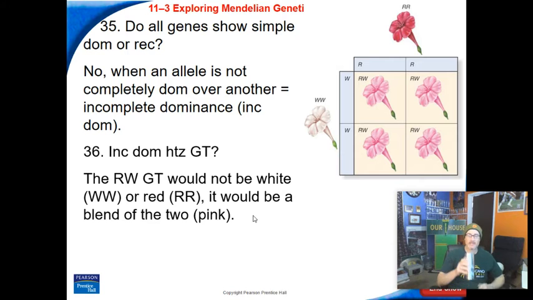Incomplete dominance, heterozygote genotype. Okay. So we get the genotype of R and W. R for red, W for white. If you had complete dominance, they'd all be red. But because we don't have complete dominance, the RW is pink. If you end up obviously with 2 W's, it's white. If you end up with 2 R's, it's red. So when you get a heterozygote, it is a blend. It is an intermediate.